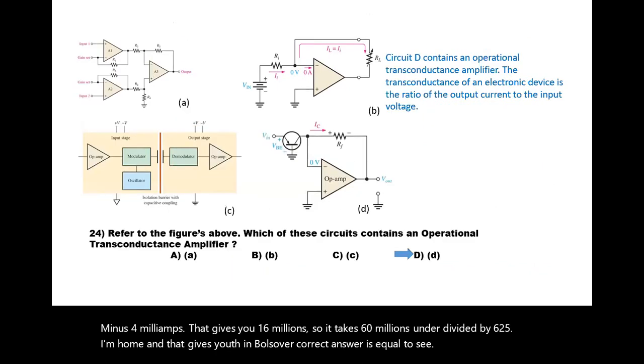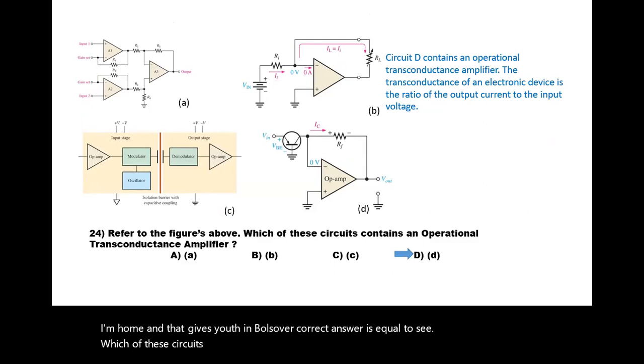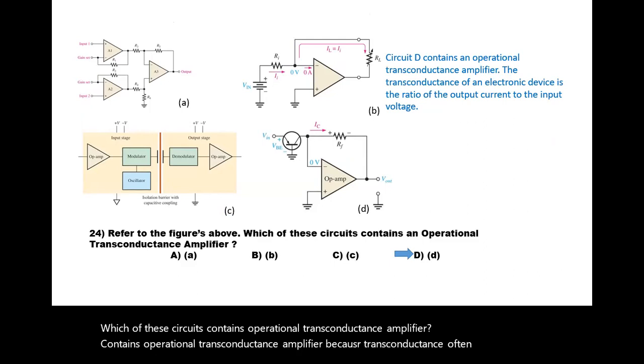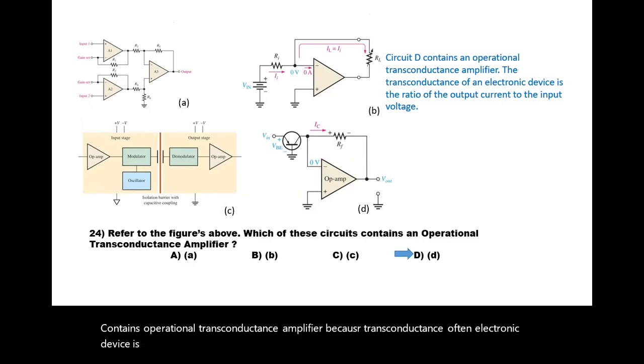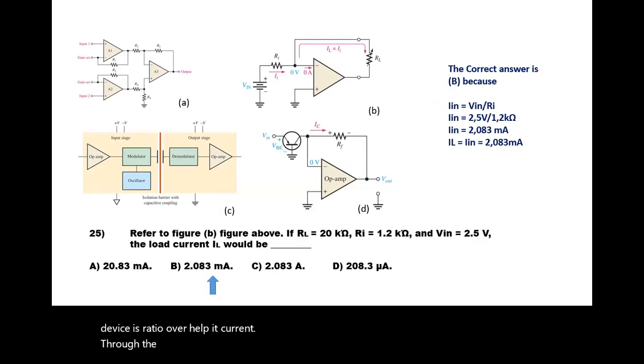Which of these circuits contains the operational transconductance amplifier? Circuit D contains the operational transconductance amplifier, because the transconductance of an electronic device is a ratio of the output current to the input voltage.